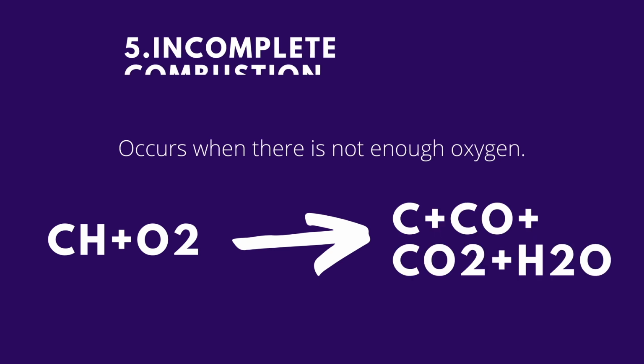The next type of hydrocarbon reaction is incomplete combustion, also known as dirty combustion. This occurs when there's not enough oxygen. Similarly, the reactants are going to be the same, hydrocarbon plus oxygen, and then the products are going to be a little different than complete combustion. We are still going to have carbon dioxide and water. Now we also have carbon and carbon monoxide. So the products for incomplete combustion reactions are always going to be carbon, carbon monoxide, carbon dioxide, and water.